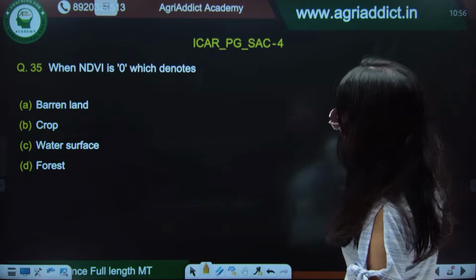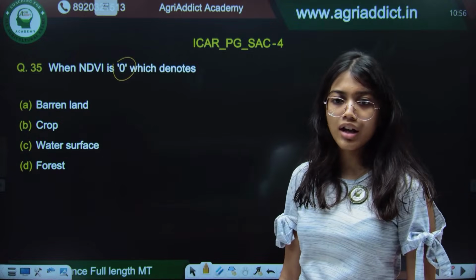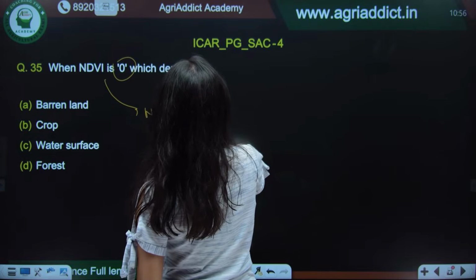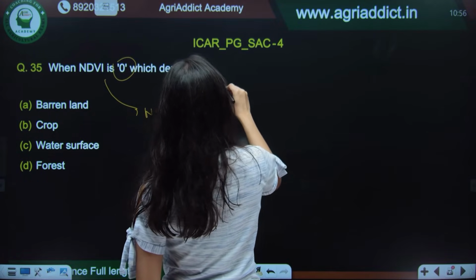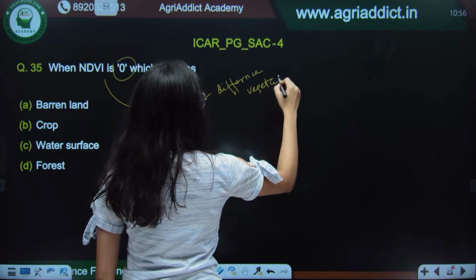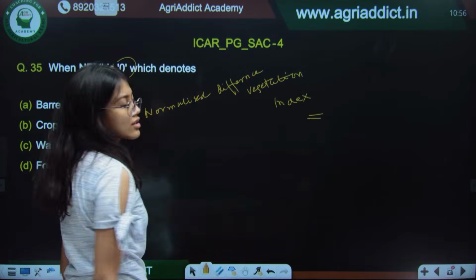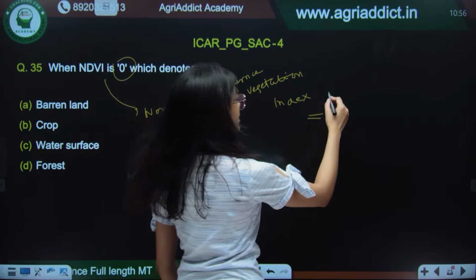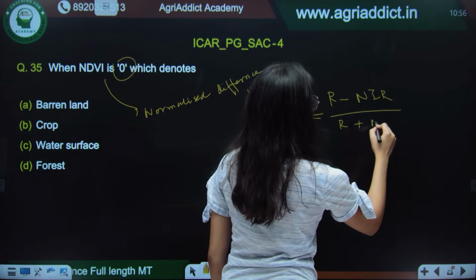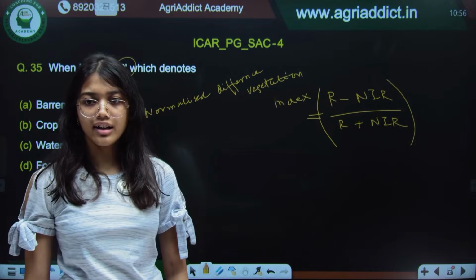Moving to the next question, NDVI is 0, which denotes. So, what is the formula of NDVI? It is nothing but normalized difference vegetation index, right? Normalized difference vegetation index. So, the formula is NIR minus R by NIR plus R. So, we measure the near infrared and the red edge.